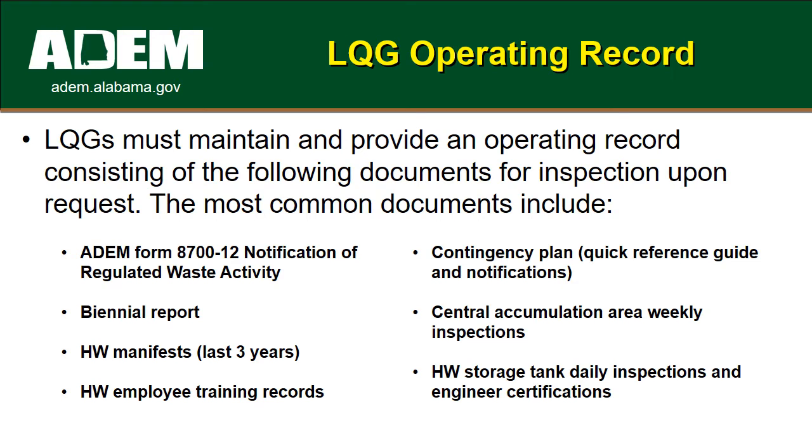Central Accumulation Area Weekly Inspections. These must include the date of the inspection, the time of the inspection, who performed the inspection, any deficiencies found during the inspection, and any actions done to correct these deficiencies. And if your facility stores hazardous waste in tanks, the leak detection and repair, or LDR, data, weekly tank inspections, which include the same information as the central accumulation area inspections mentioned above, and any engineer certifications for these tanks.